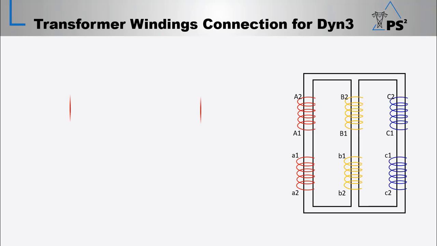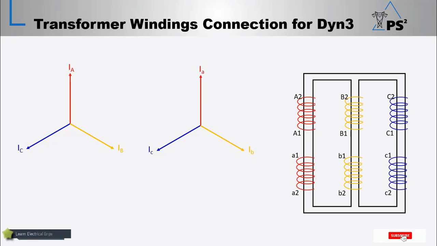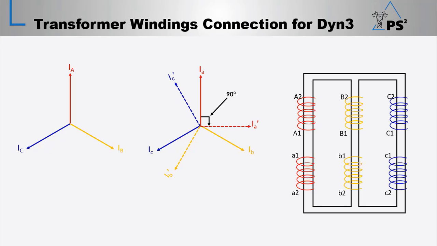First of all, we will draw the phasor diagram for both primary and secondary individual windings. The primary and secondary phase currents are in phase or out of phase based on the transformer polarity, either subtractive or additive, and our transformer polarity is subtractive. But due to the transformer vector group DYN3, which means that the secondary line current would lag the primary line current by 90 degrees, this would be the new phasor diagram for the secondary side.